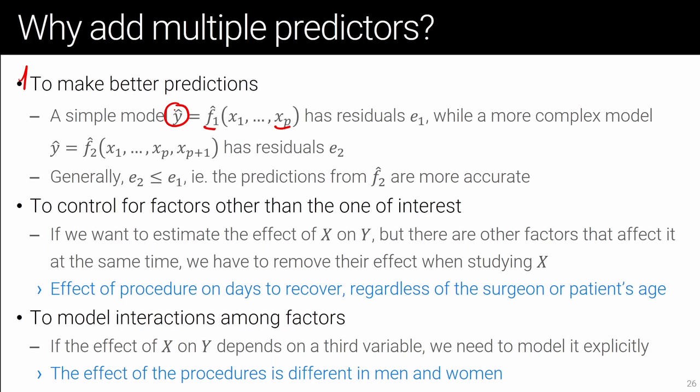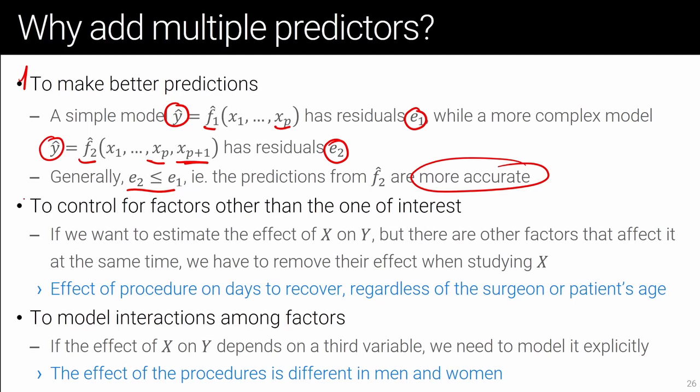Now, let's say that the residuals of those estimates are E1, so the residuals for the first model. Let's compare that with a more complex model, F2, in which we have the same P predictors plus another one. So let's make the model a little bit more complicated by adding one more predictor. Again, we can make estimates with this second model, and those will have residuals E2. Now, the point is that, generally speaking, the residuals E2 are smaller than residuals E1, or at worst, they're going to be equal, meaning the predictions from the second model are going to be more accurate. So the second model is going to make better predictions than the first one if we add a new predictor.